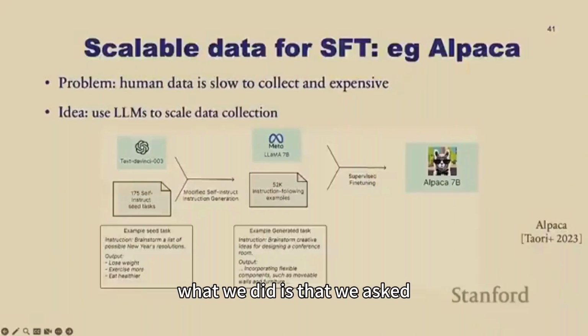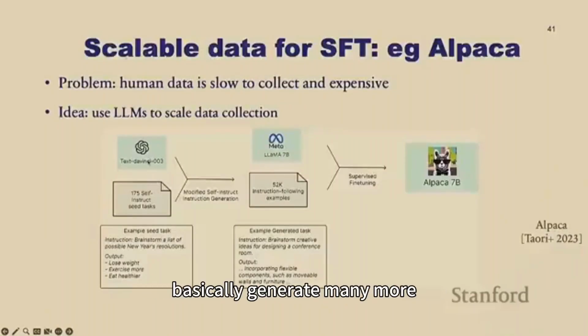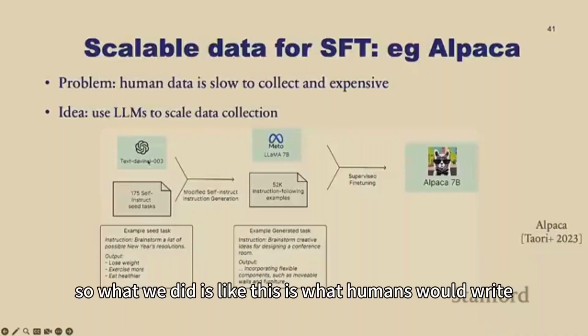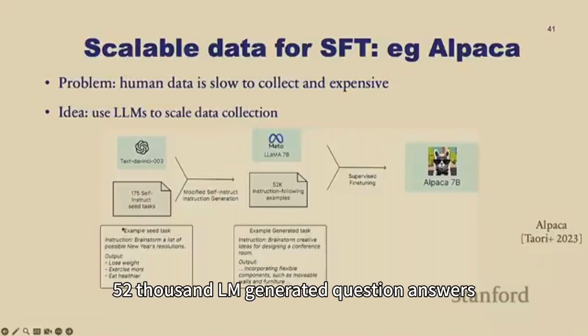What we did is that we used a data set of human question answers. So there were 175 question answers here, and we asked the best model at the time, TextDaVinci 003, to basically generate many more of these questions and answers. So all we did is, this is what humans would write, now write similar answers and similar questions. And we collected 52,000 LLM generated question answers.